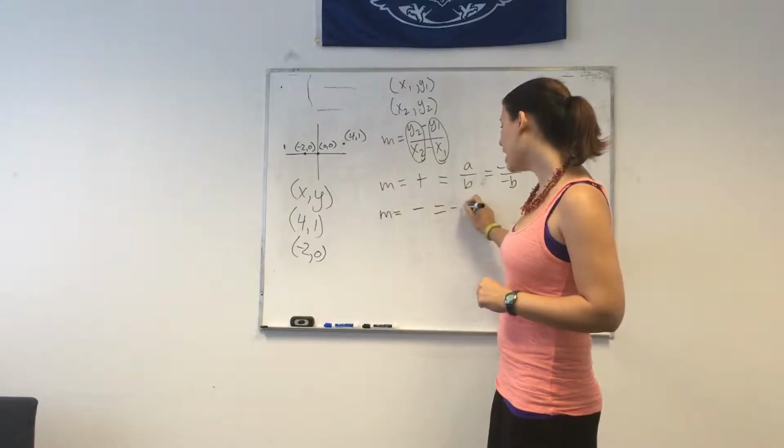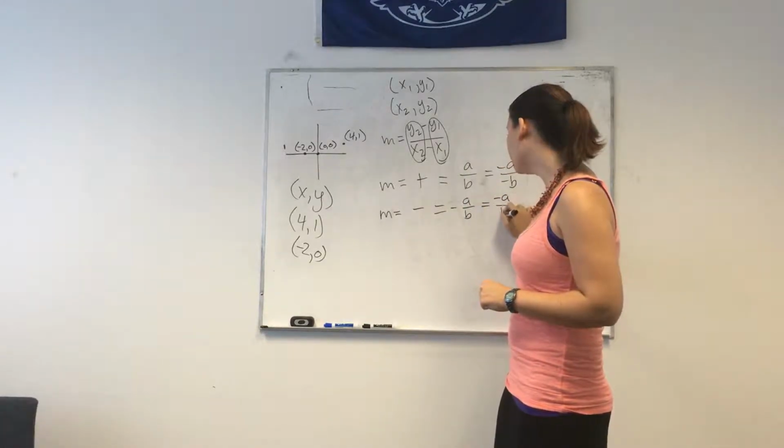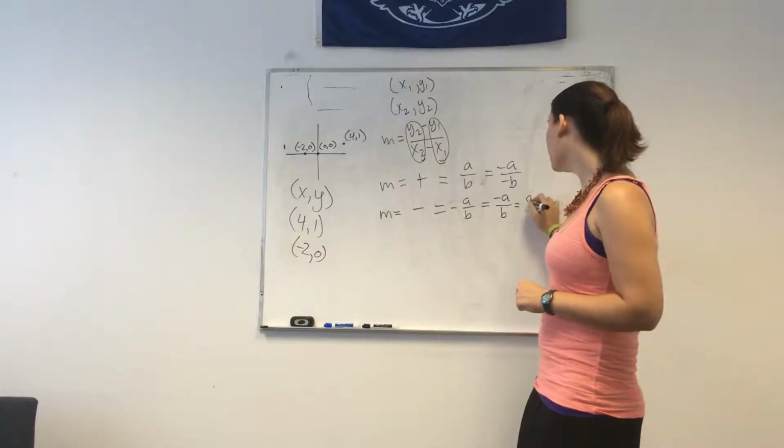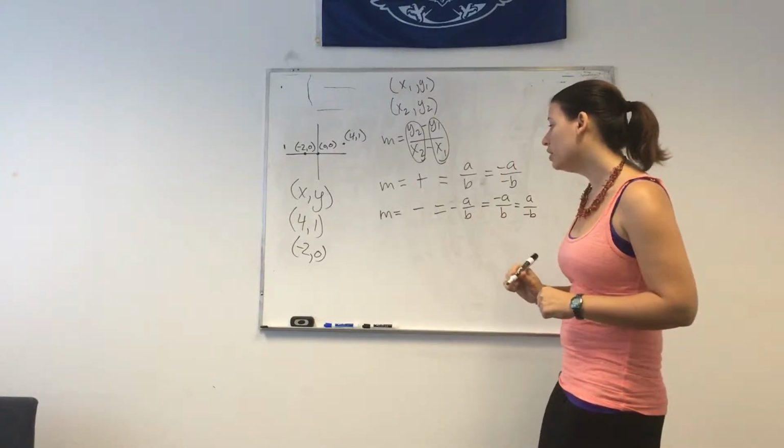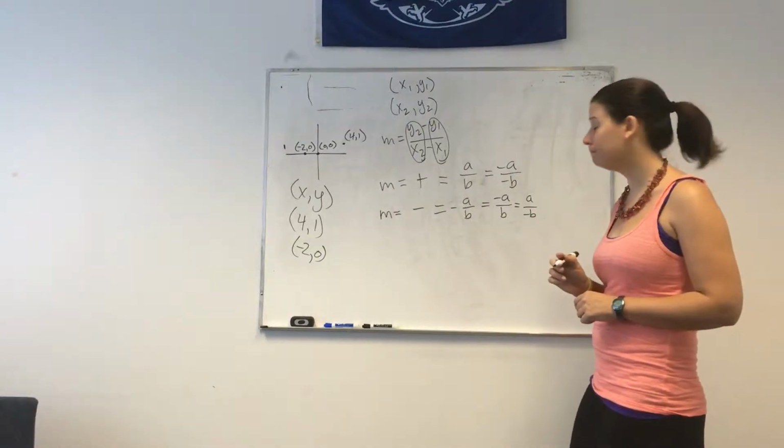Our next option is a negative slope. So that could be a negative out front of the fraction, a negative in the top of the fraction, or a negative in the bottom of the fraction. All of those are a negative number, okay?